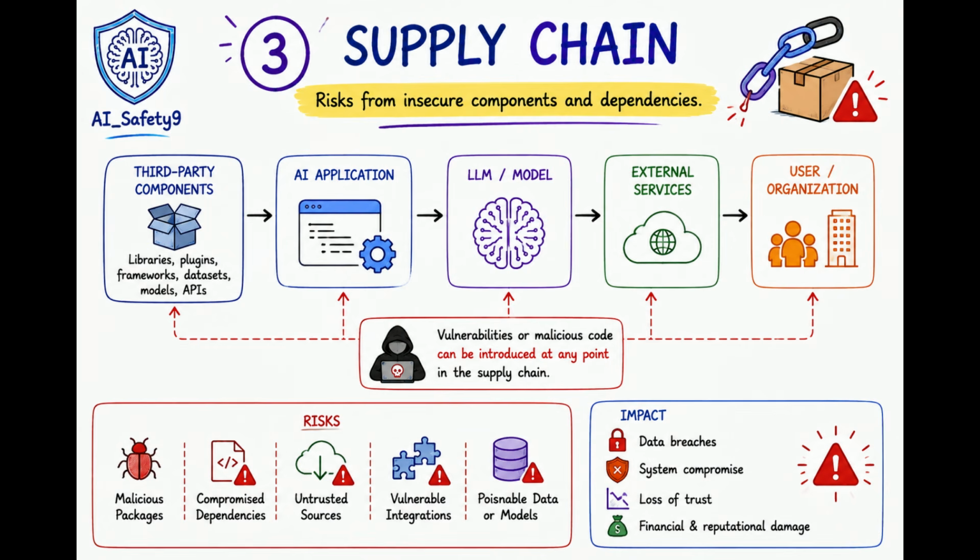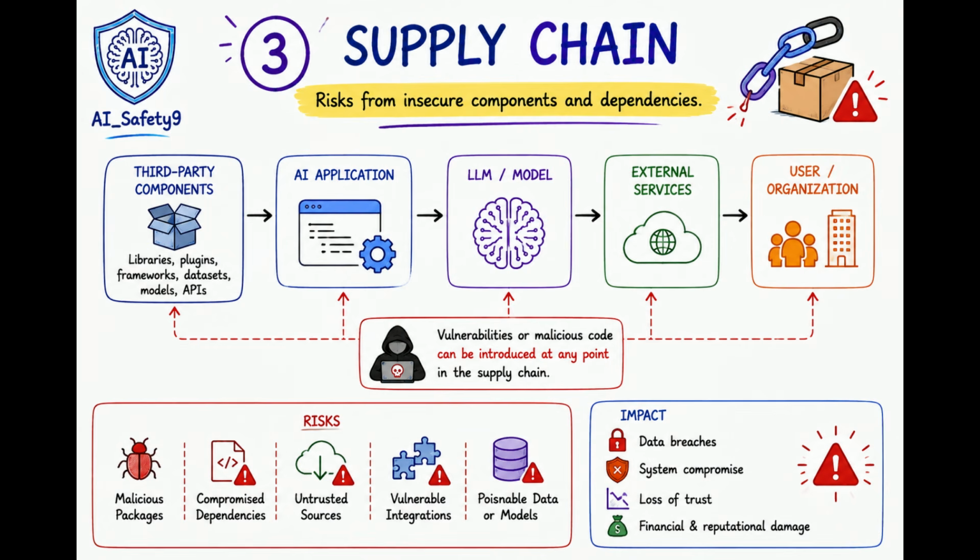Always use trusted and verified software sources. Keep dependencies updated and regularly scan them for known vulnerabilities. Validate AI models and datasets before using them. Continuously monitor third-party services and maintain a software bill of materials, or SBOM, to understand exactly what components your AI application depends on. Remember, your AI application is only as secure as the weakest component in its supply chain.